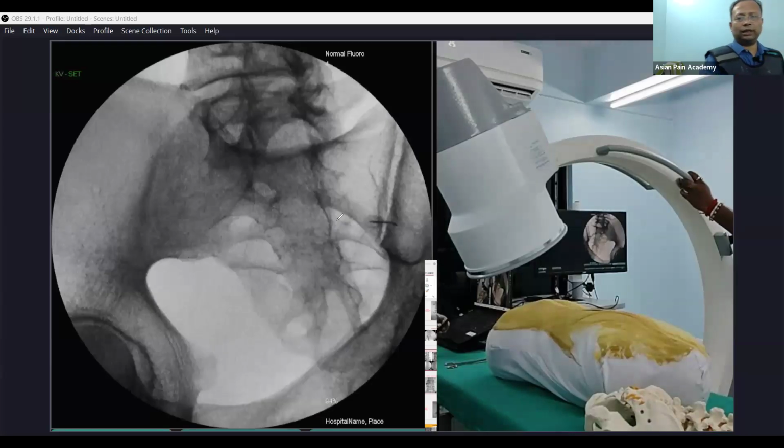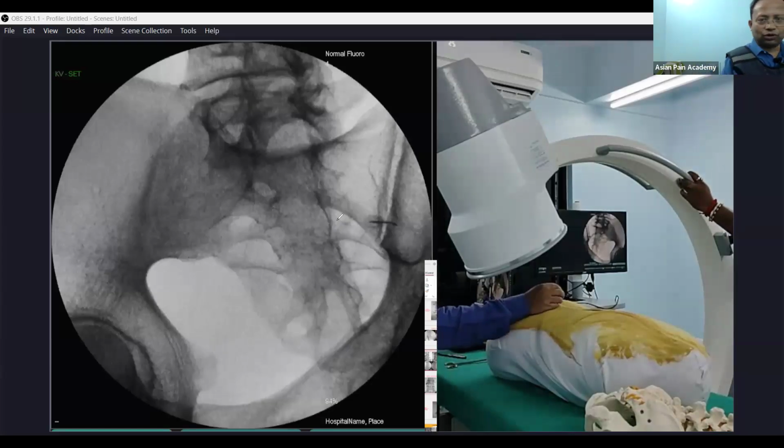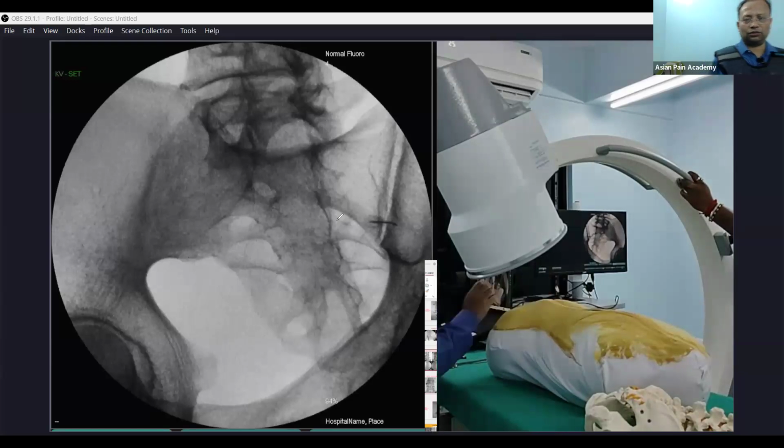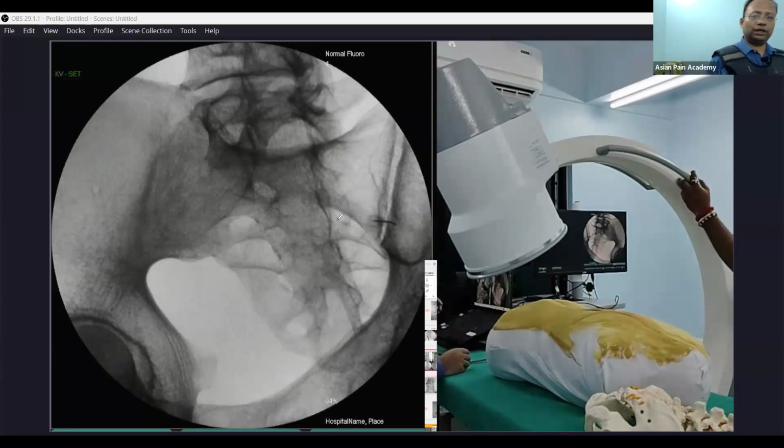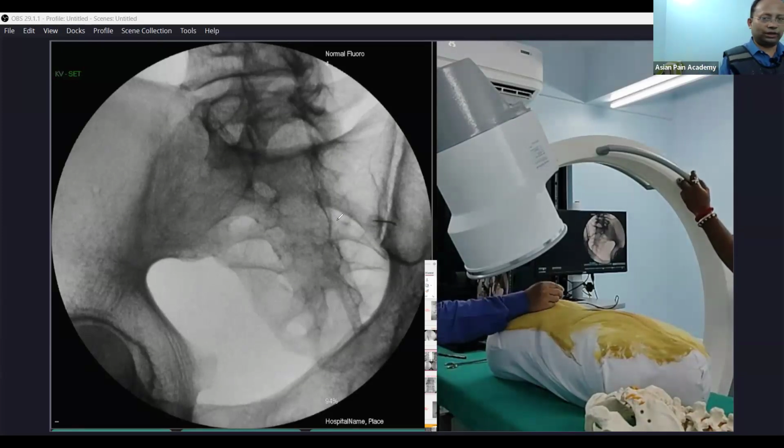So this is okay. Actually, now I have gone a bit more. Earlier I was going a bit less. So this one is the joint. Yeah. So this is in the joint only. So this is going through the joint.